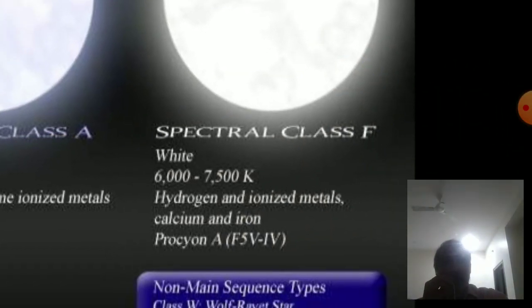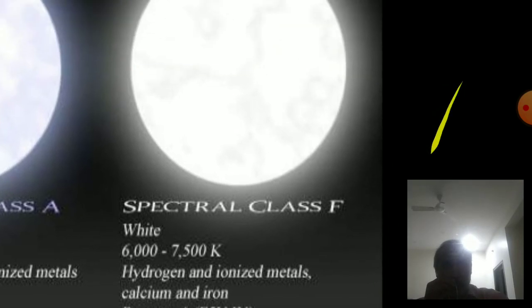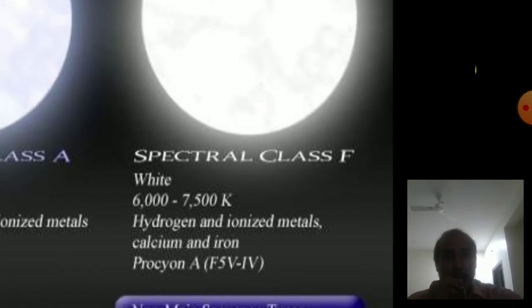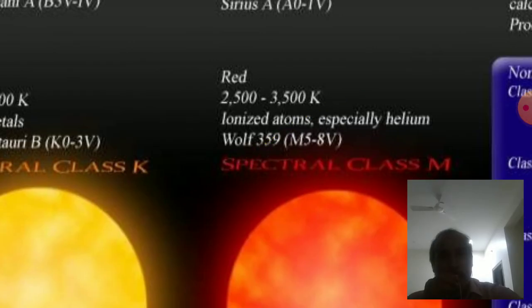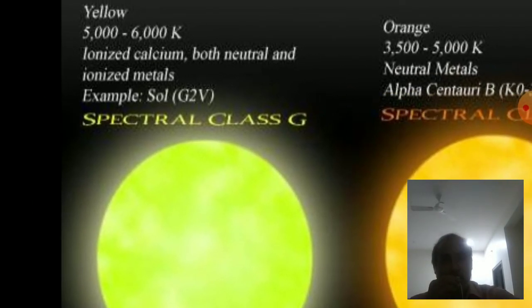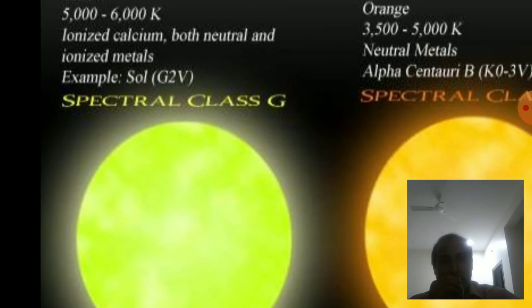Let's see here. This is one of the stars which belongs to class F, which appears almost white in color because its surface temperature is 6000 to 7500 Kelvin, and its chemical composition is hydrogen, ionized metals, calcium and iron. Example, Procyon. Next, see here, spectral class G. Our sun also belongs to class G. Its surface temperature is 5000 to 6000 Kelvin. Chemical composition is ionized calcium and both neutral and ionized metals.